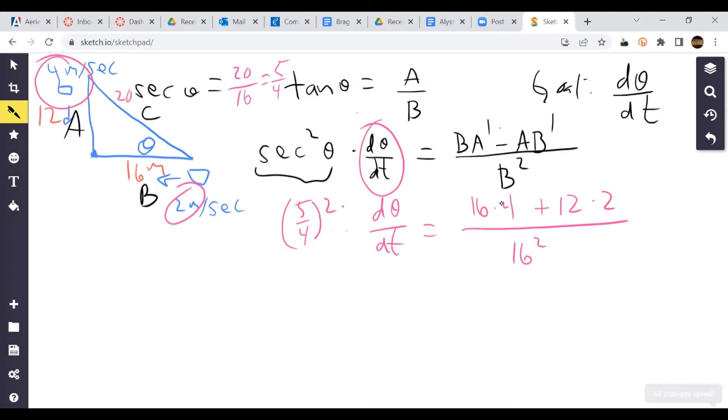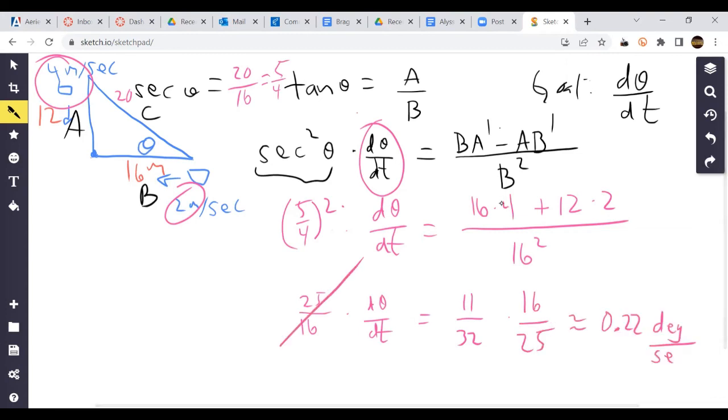And if you compute that, we get this here. And then if you multiply by a reciprocal, we get about 0.22 degrees for every second that passes.